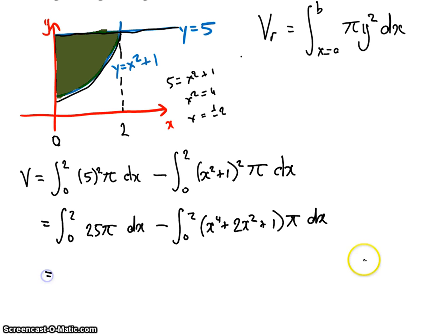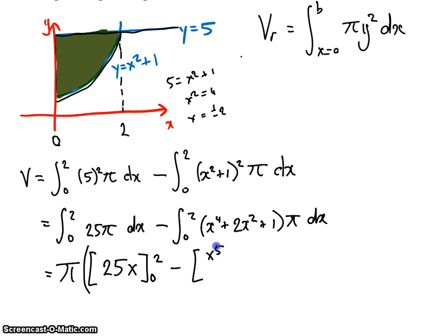What does that give us? Well, I've got pi here, I've got pi here. I may as well bring it out the front. And then we get the integral of 25, well that will give you 25x. We've already taken the pi out, so just 25x between 0 and 2 minus, we do this one, we get x to the 5 over 5 plus 2/3 x cubed plus x, again between 2 and 0.